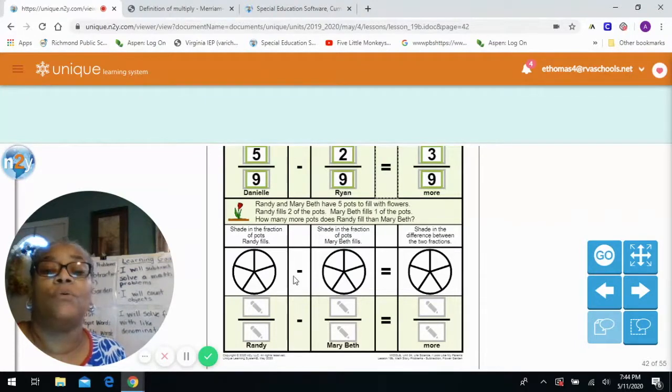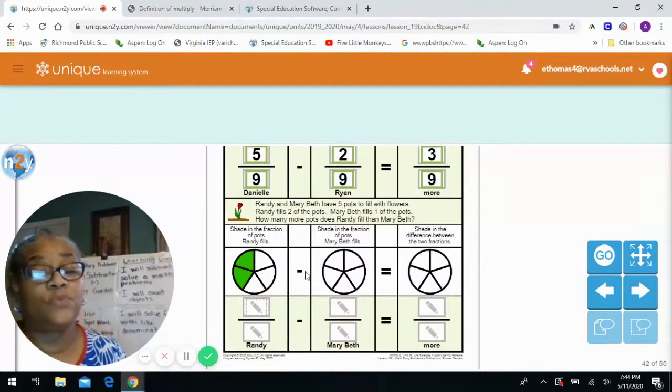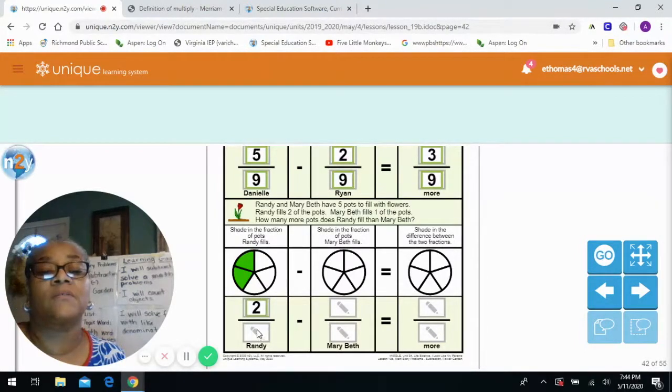Yes. So how many pots do they have? They have what? Let's count the whole thing. 1, 2, 3, 4, and 5. Okay. And they have 5 pots. So we know that they all look the same. Okay. So Randy, he fills what? 2 pots. All righty. So he fills 2. And he has how many altogether?